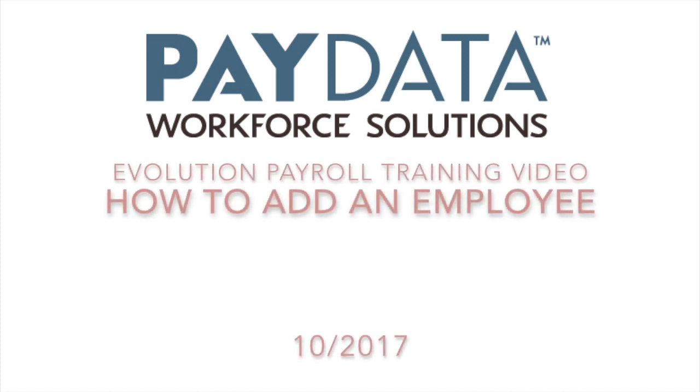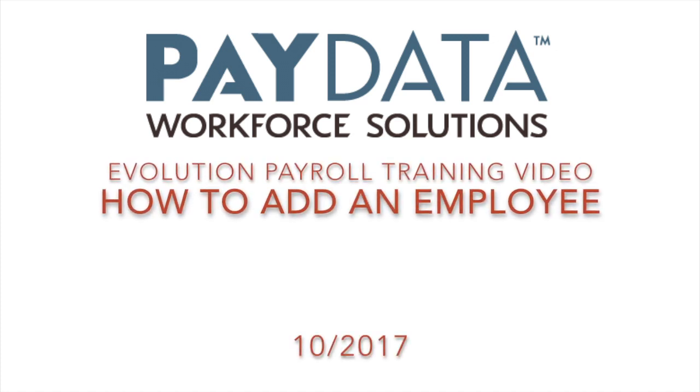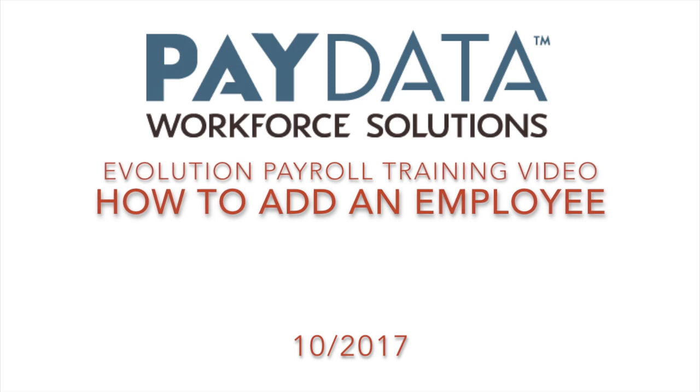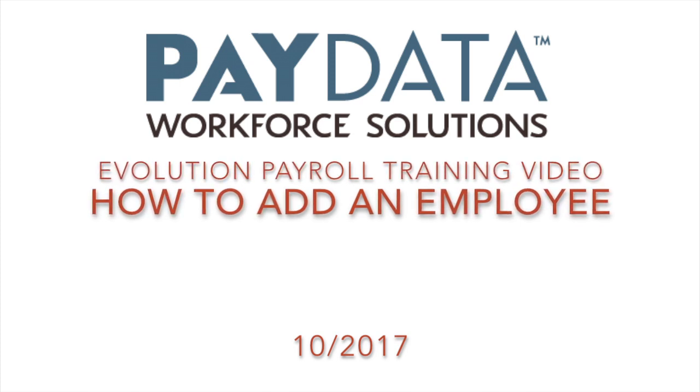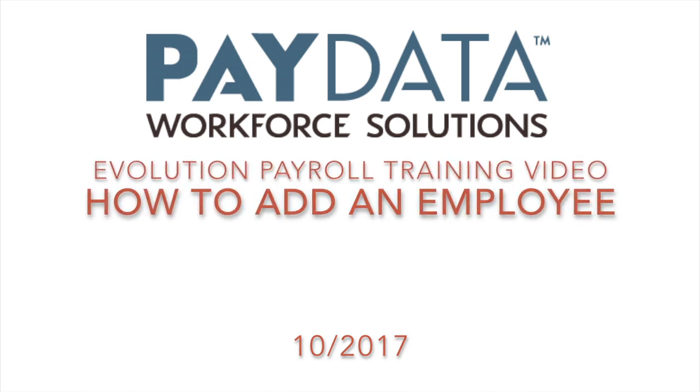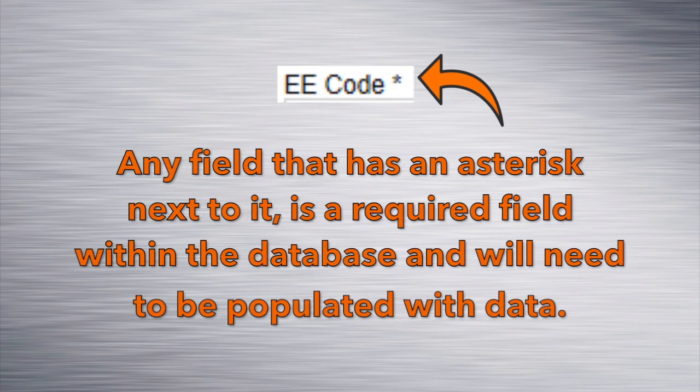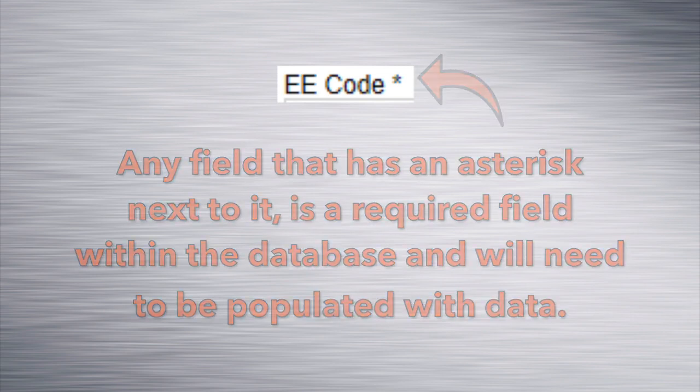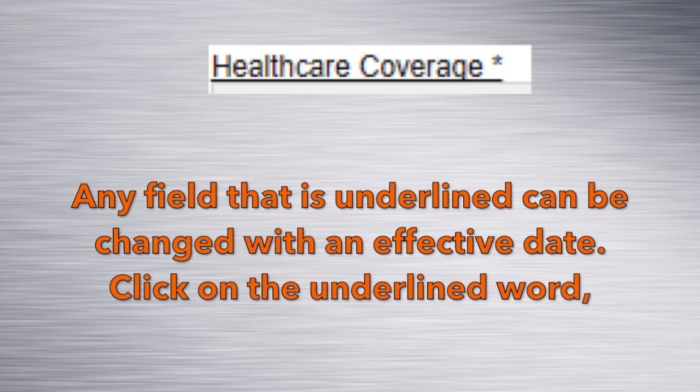Welcome to the instructional video on how to add a new employee through the Evolution Payroll system. There are a few items that you should be aware of prior to making changes. Any field that has an asterisk next to it is a required field within the database and will need to be populated with data. Any field that is underlined can be changed with an effective date.